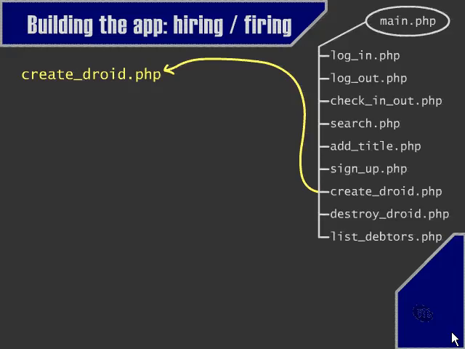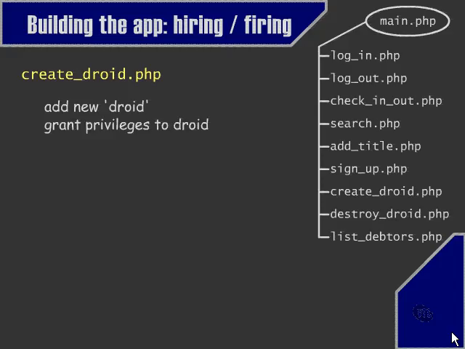So looking in detail at first of all our create droid script, the task that needs to be fulfilled is to add a new droid to the database, and then to grant privileges to the new droid.